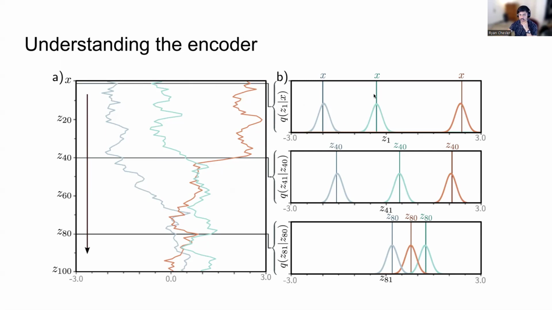And we can see how this moves the distribution. We start with these distributions over here, and eventually, after 80 steps, they get smushed to all be more central.